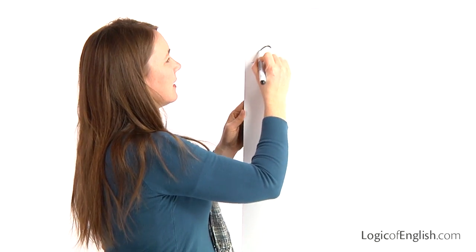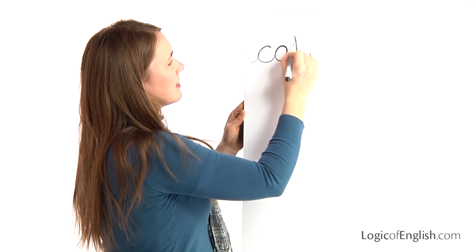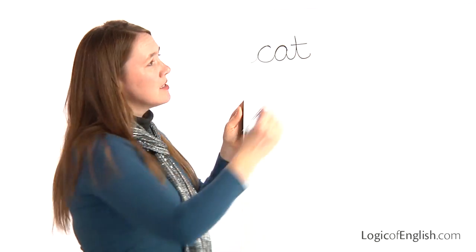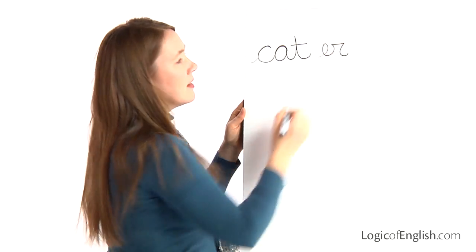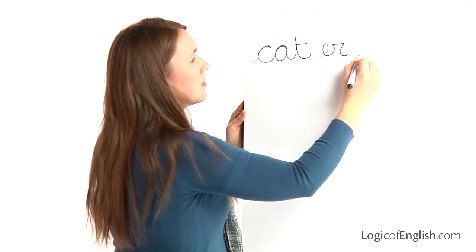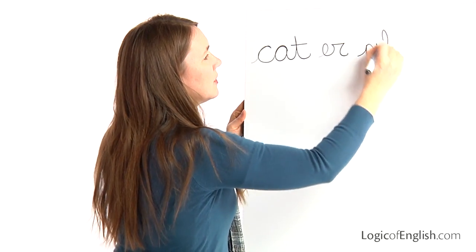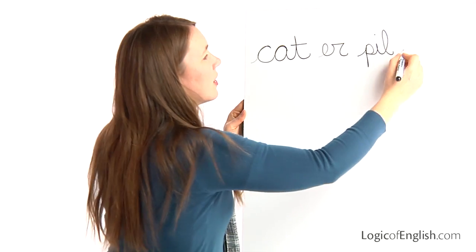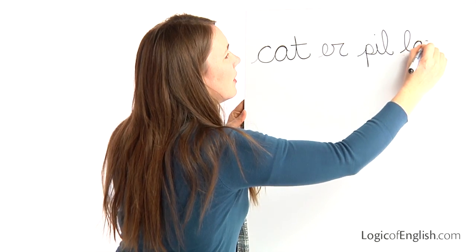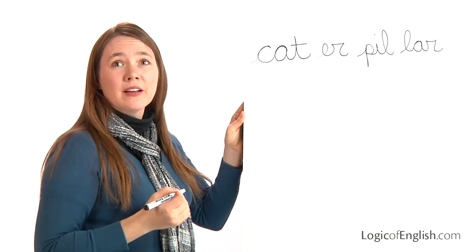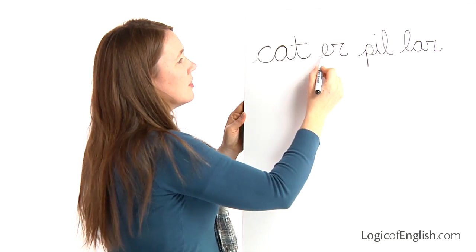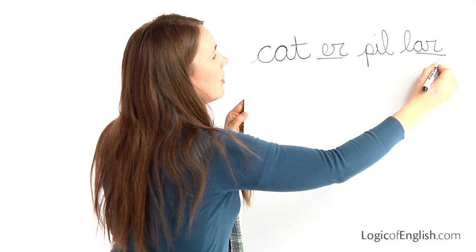And now help me to write it. The first syllable is cat. K-A-T. The second syllable is er. The third syllable is pill. P-I-L. And the fourth syllable is lar. L-A-R. Now, how will we mark caterpillar? We'll underline the er and the ar.